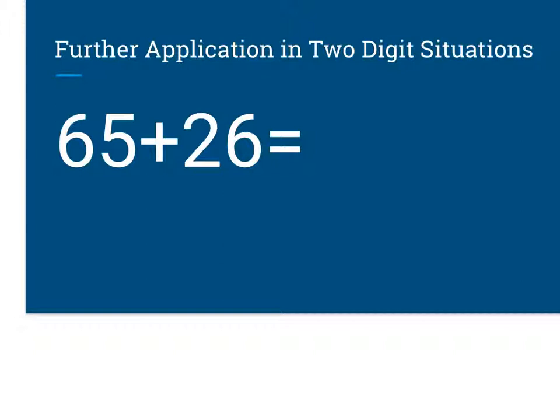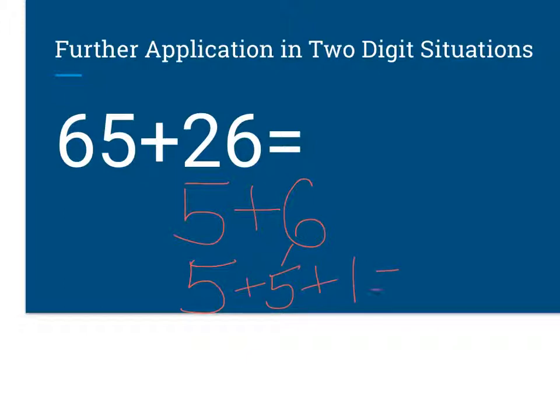One way that this could be considered is if we look at our ones place, we have 5 plus 6. Well, 5 plus 6 could also be 5 plus 5 plus 1, which gives us 11. If we look at our tens place, we have 60 plus 20, which is 80.